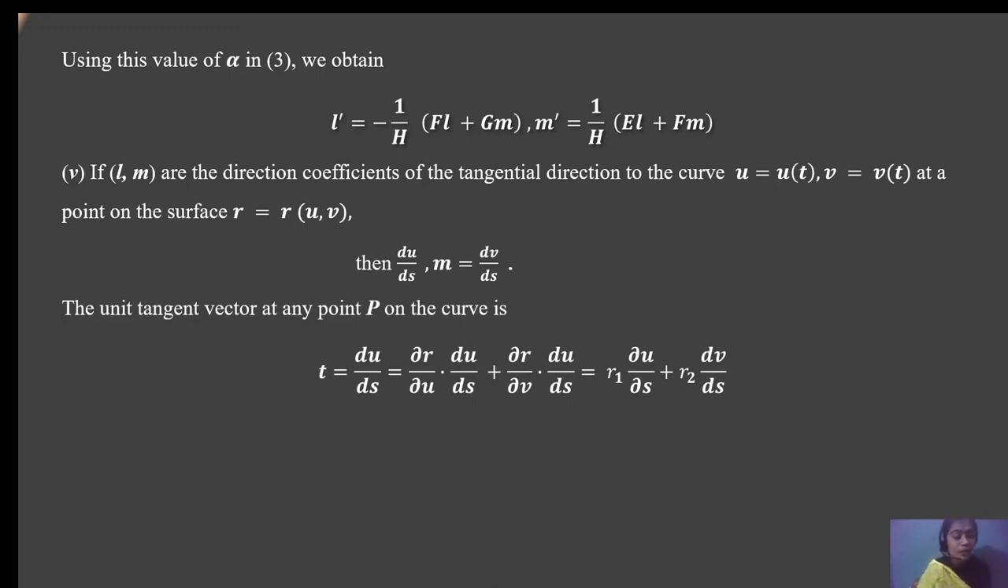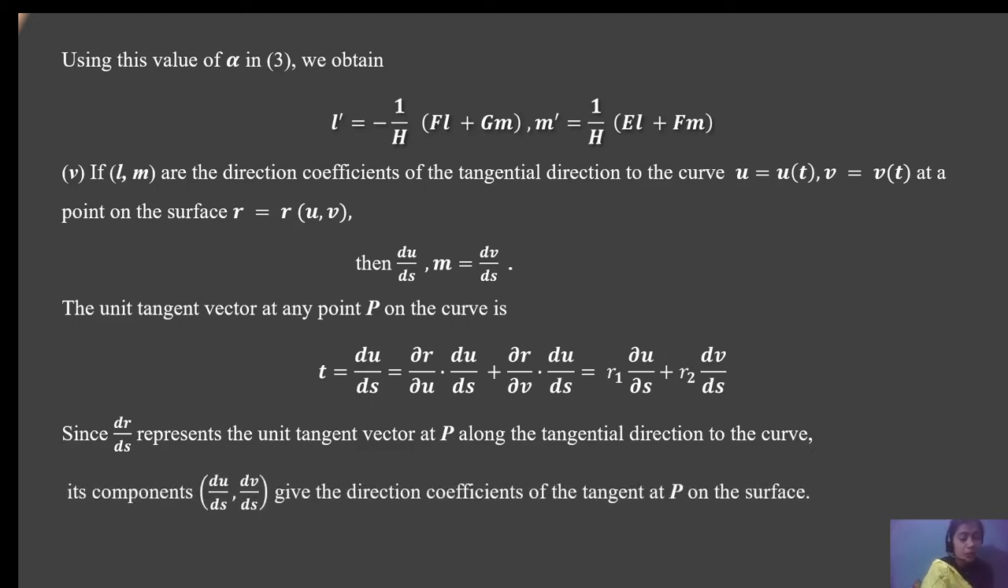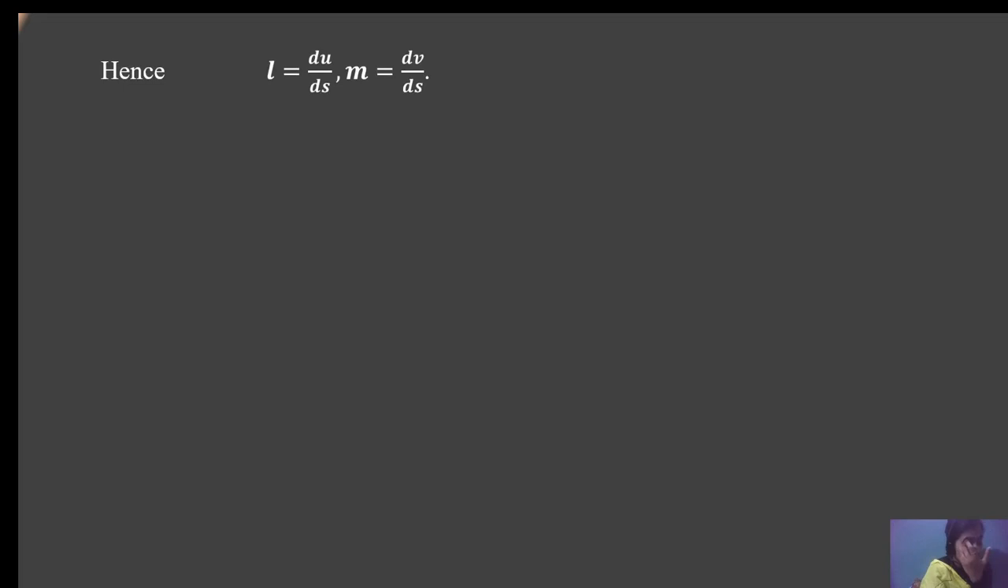Then r is a constant with respect to s, and u, v are functions of s. Taking the partial derivative, we get del r upon del u into du upon ds plus del r upon del v into dv upon ds. You know that del r upon del u is r1 and del r upon del v is r2. So dr upon ds represents the unit vector p along the tangential direction to the curve. Its components du upon ds and dv upon ds give the direction coefficients of the tangent on the surface. Hence we take L as du upon ds and M as dv upon ds.